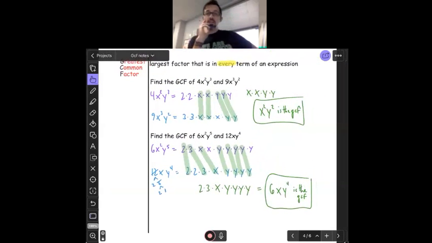I'd like to see if you guys notice a pattern from where we started to what the GCF was. Is there a faster way to do this in regards to the variables? You guys notice a pattern, a faster way to do this in regards to the variables?